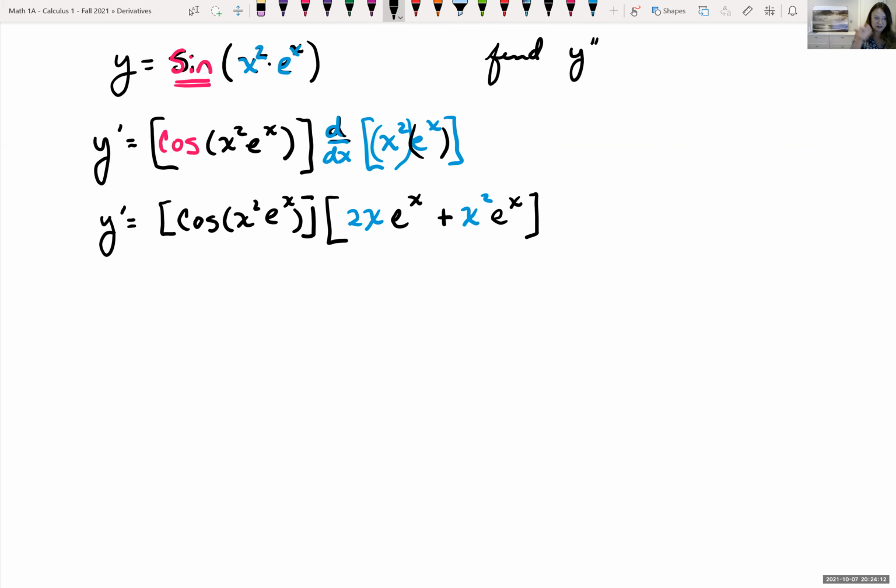So notice that in the derivative of the inside, we have an x in common, and we have an e to the x in common that we can factor out. So we have cosine of our argument, x squared e to the x. We can pull out a single x and an e to the x. So if we pull out a single x from 2x e to the x, and we pull out e to the x, we're just left with 2. Plus, if we pull out an x from x squared, we're left with x, and we pulled out e to the x, so we don't have that left.